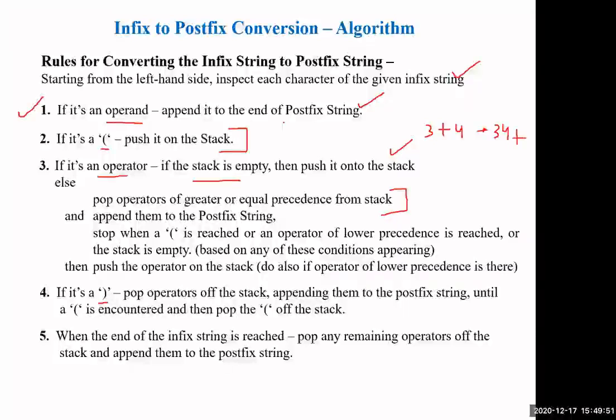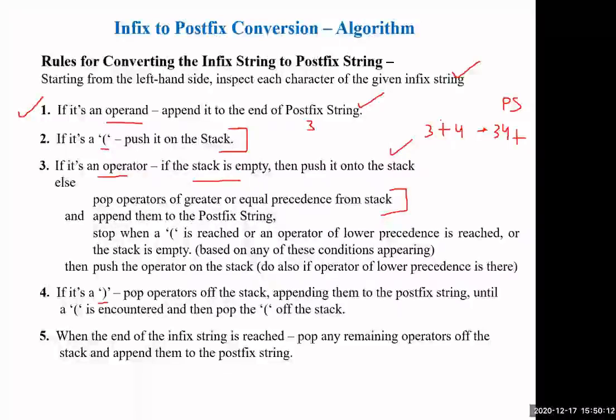So if it is an operand, we have to append it to the postfix string. So this will be our postfix string, which is 3 4 plus. Okay, so the postfix string is 3 for this 3 plus 4. If we find a bracket, there is no bracket inside, so this rule is not applied.